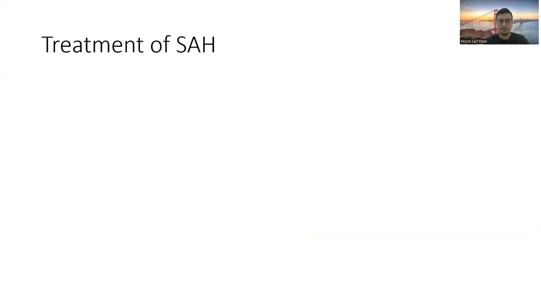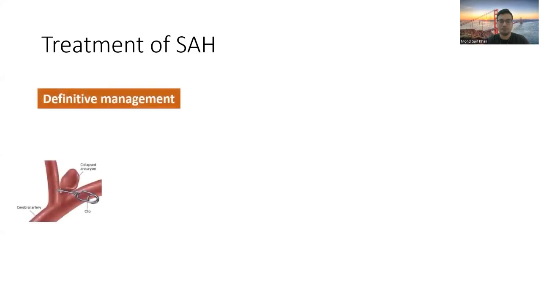Now we will talk about the treatment. So what are the treatments available? There are two types of treatments, definitive treatment and supportive management, or you can say the preventive treatment. So what do we have as definitive treatment? There are only two interventions available. As per the International Subarachnoid Aneurysm Trial, we compared two types of treatment. One was surgical clipping, another one was coiling. Though that is usually performed by the neurointerventional radiologist. And these two, clipping and coiling, were compared.